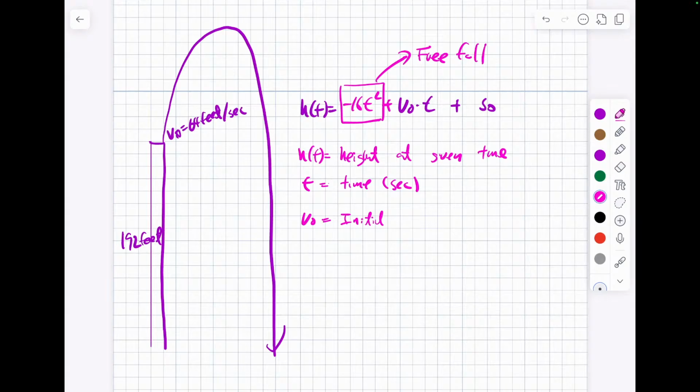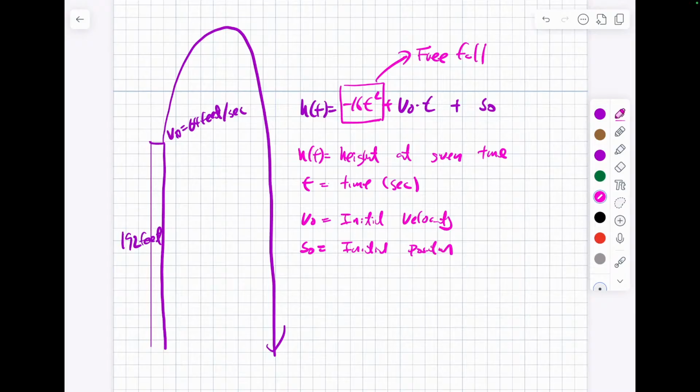Am I going too fast? Okay. So initial velocity. And what is s0? That's initial height. Initial position.